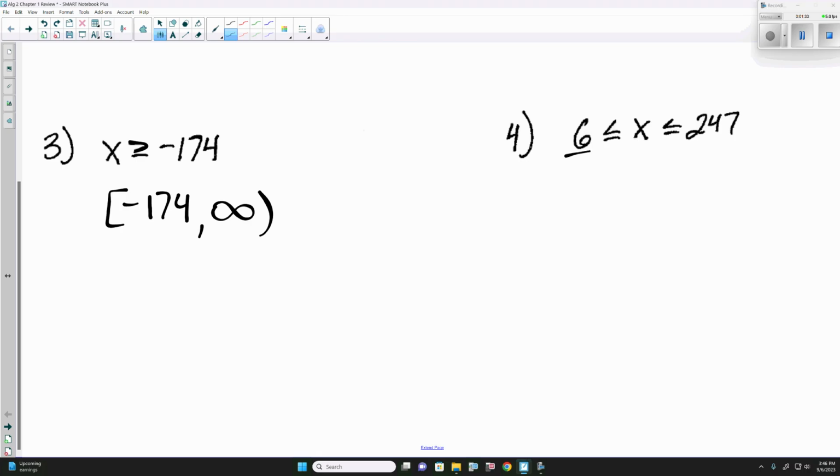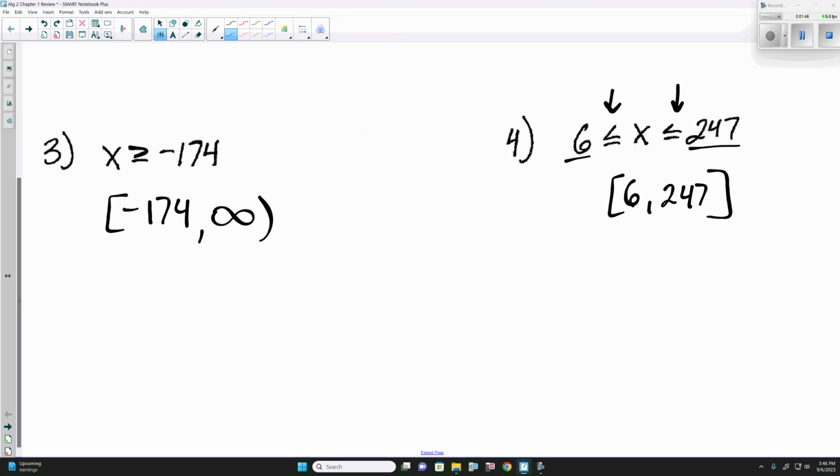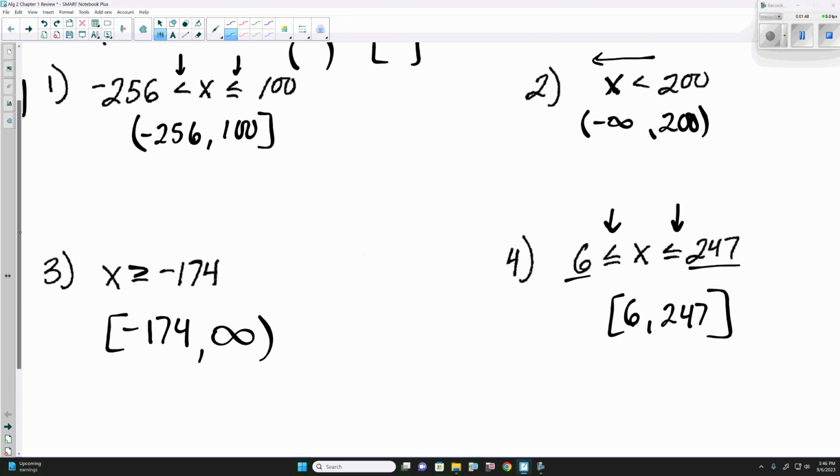Now number 4, again, we have two endpoints, 6 and 247. And because it is told to us that they are equal to, both of them will have brackets, so we have this here. Now with any of these here in the next 4, the smaller number is always on the left, and the bigger number is always on the right.